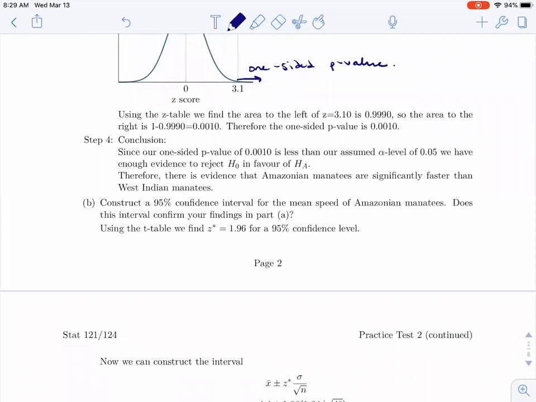So then, construct a 95% confidence interval for the mean speed of Amazonian manatees. Does this interval confirm your findings in part A?